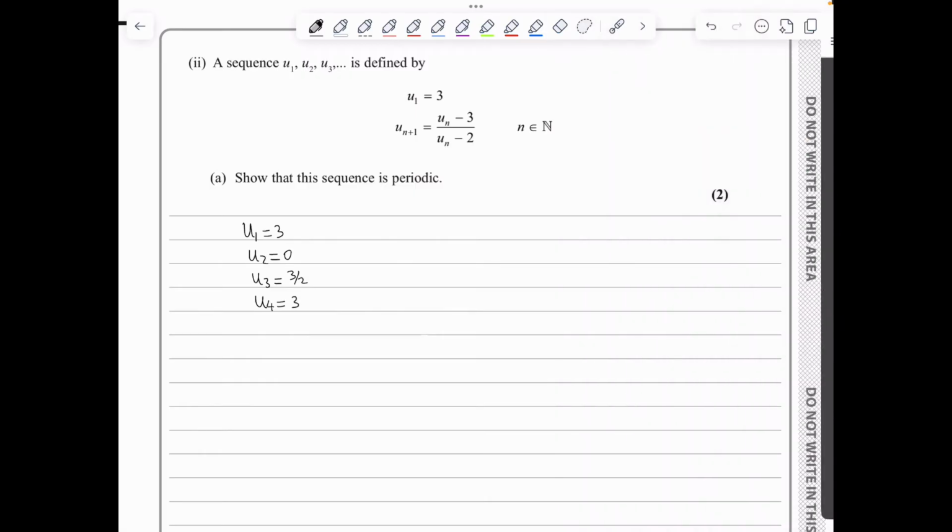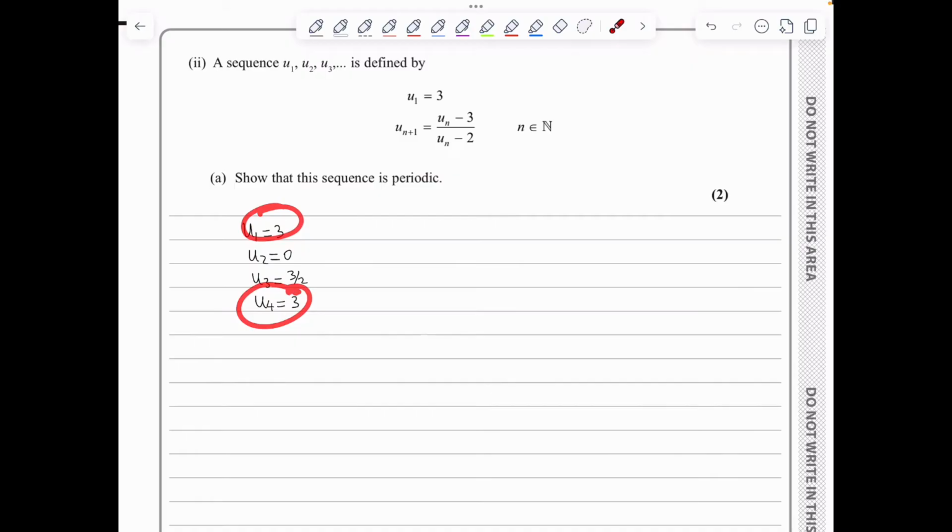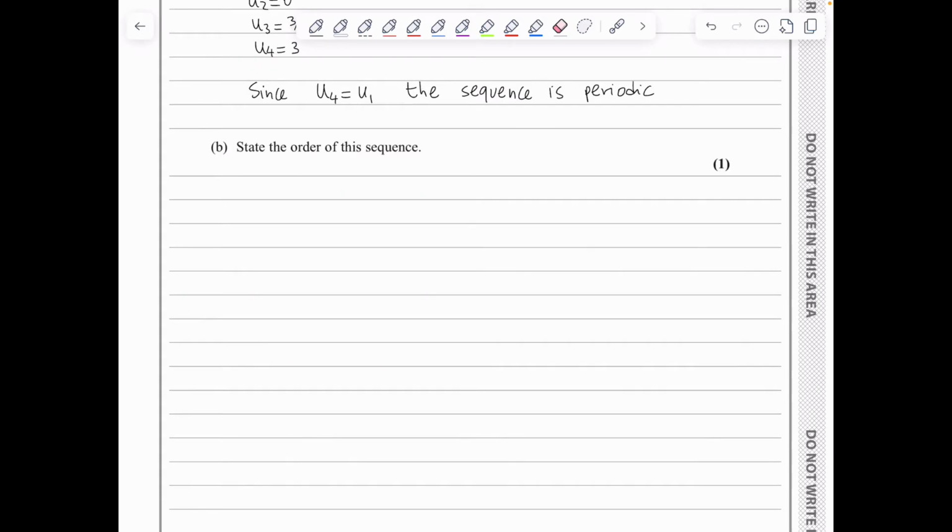And we observe here that u1 is equal to u4. So this means that the pattern will start again. So we're looking at a periodic sequence. So the only thing missing here is a conclusion. So we've got that since u4 is equal to u1, the sequence is periodic. In part b, we need to state the order of this sequence, and since we repeat every 3 terms, the answer is simply that the order is 3.